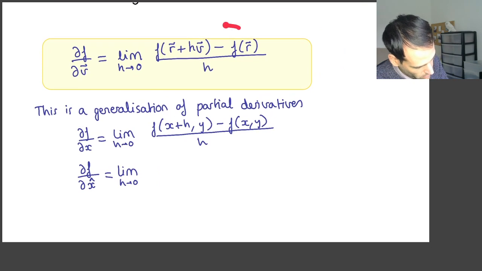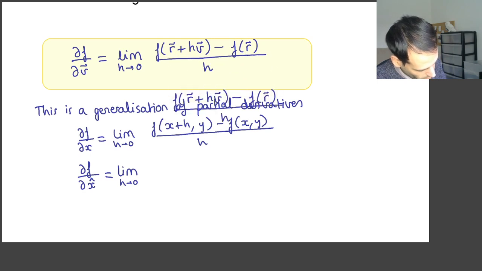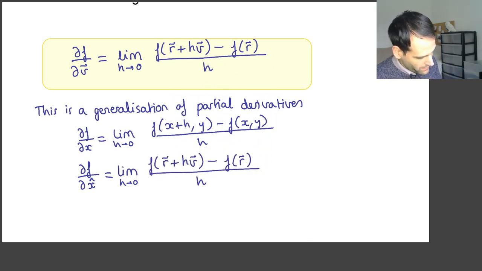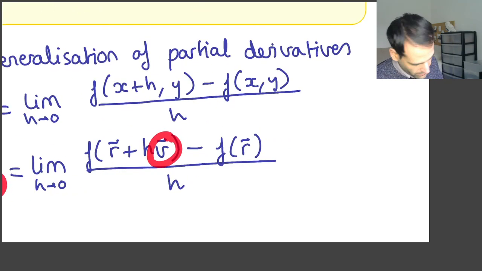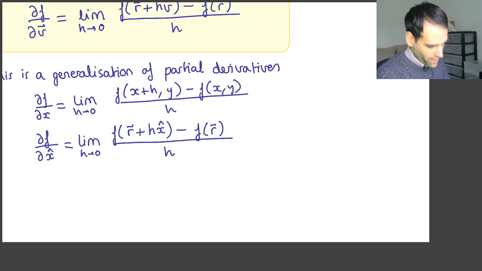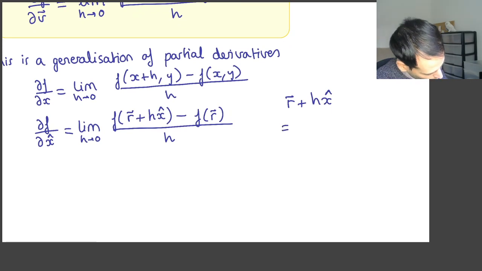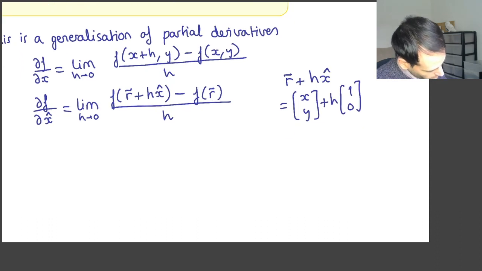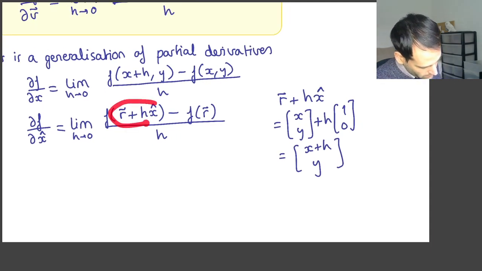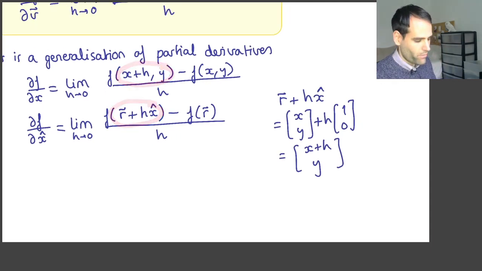So let me substitute all of this. Actually, let me copy and paste the definition of the directional derivative. And now wherever v appears, I will substitute x hat. So I write x hat here. Now what is r plus h x hat? This is equal to vector r, which is x y, plus h times x hat, which is 1, 0. So this is the vector x plus h, y. So this becomes exactly this: x plus h comma y.